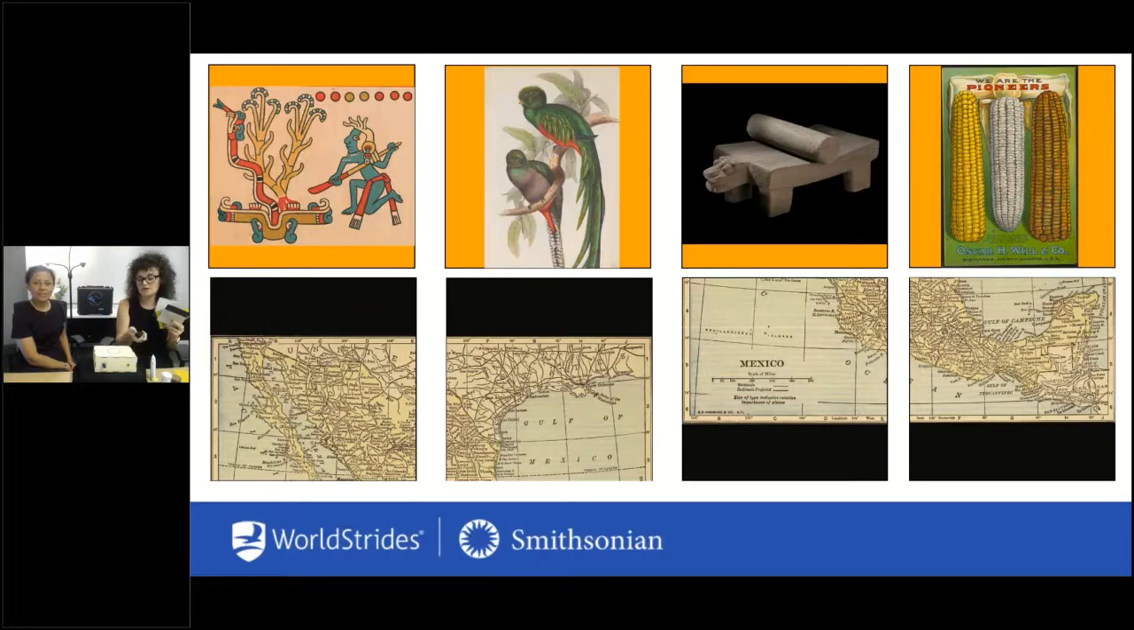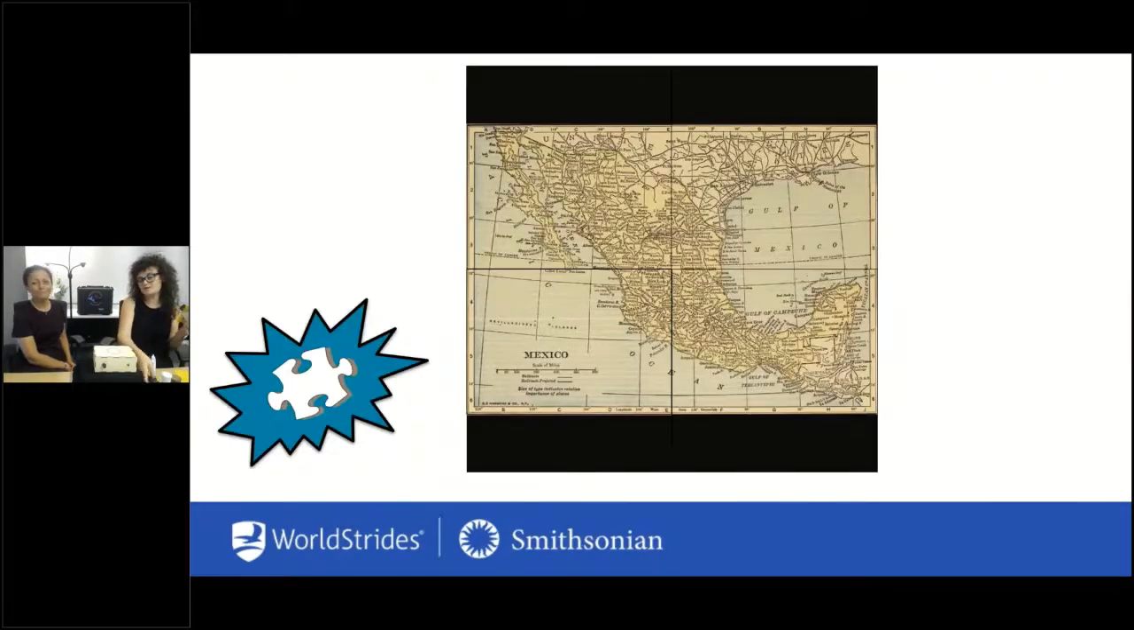But what's really fun is that they can be arranged. It's an extremely simple puzzle, but when you flip them all over and put them all together into this bigger image, it gives you the exact context of what we're talking about. This is based in Mesoamerica, which is the southern part of Mexico and the northern part of Central America.